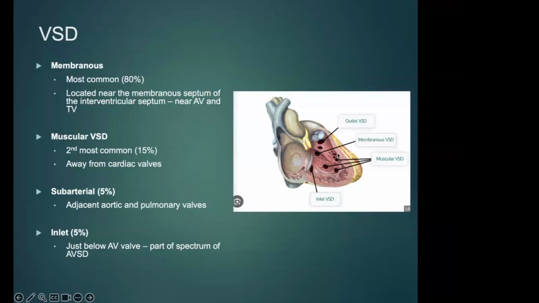This one's a little bit easier to visualize on TTE because it's one of the VSDs that's away from the AV valves, and so it's typically lower down in the septum here. You can have multiple defects like Swiss cheese, or you can just have one isolated defect. Subarterial is up near your aortic and pulmonary valves as opposed to your AV valves. And then your inlet VSD is, again, just below your AV valve, and this is typically associated with atrioventricular septal defects, so your primum ASDs, as well as your valve disease.